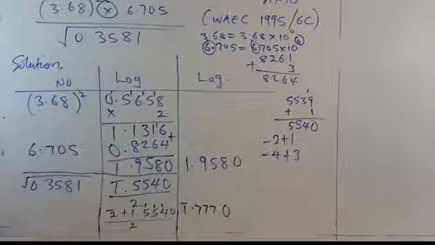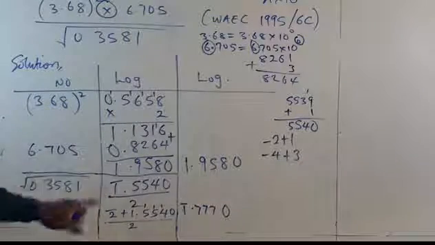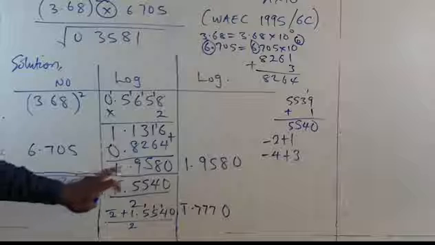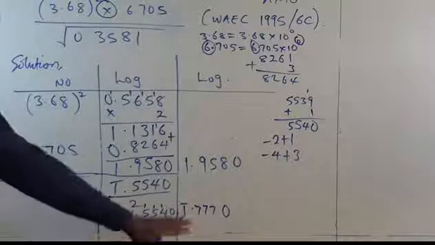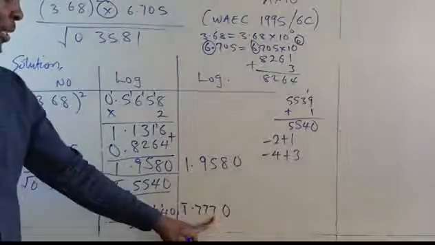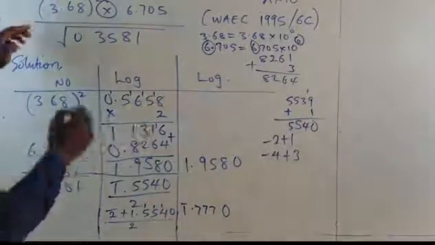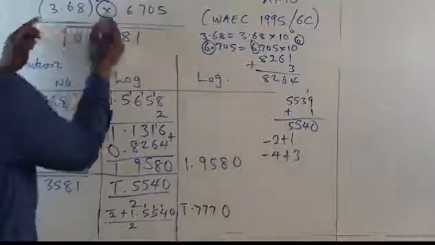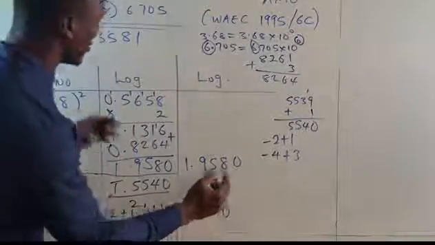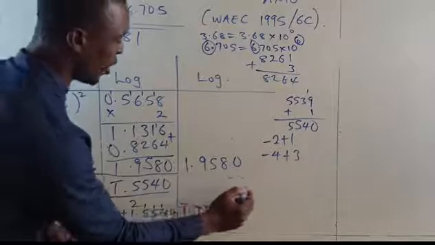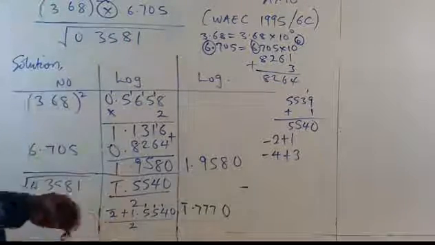Up to this point, so as to avoid mix-up, the answer to the numerator is 1.9580, while the answer to the denominator is 1.7770. So we have division between the numerator and denominator. So we are going to subtract. The division sign will change to subtraction under logarithm.